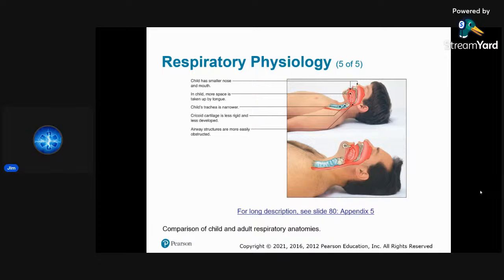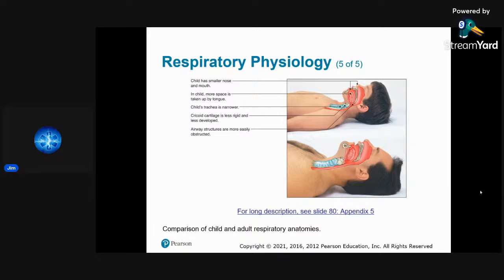Here they're showing the comparison of a child and adult respiratory anatomy. If you look at it, the child has a really small nose and mouth. The child has more space taken up by the tongue, so you have big floppy tongues compared to their airway. Their tracheas are narrow. Cartilage is less rigid and less developed, and airway structures are more easily obstructed.